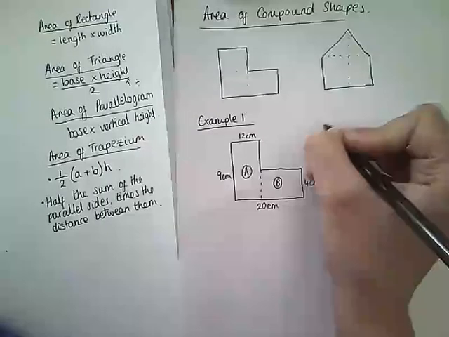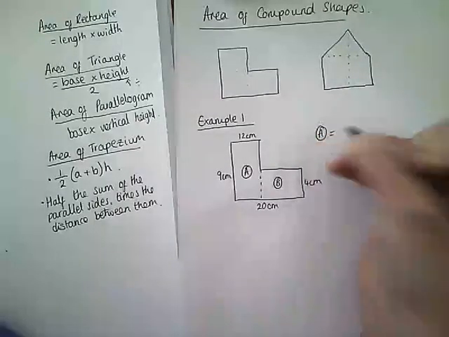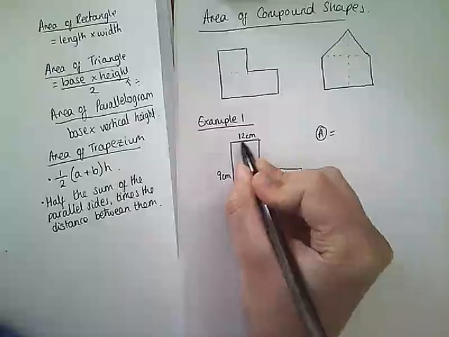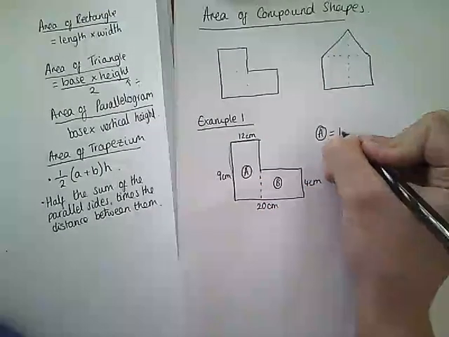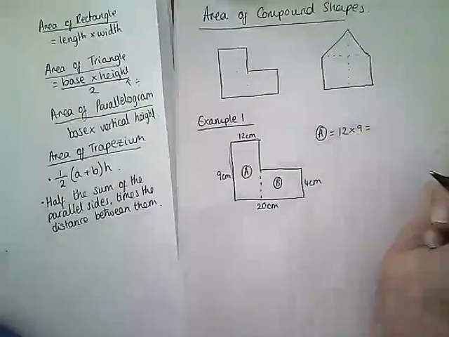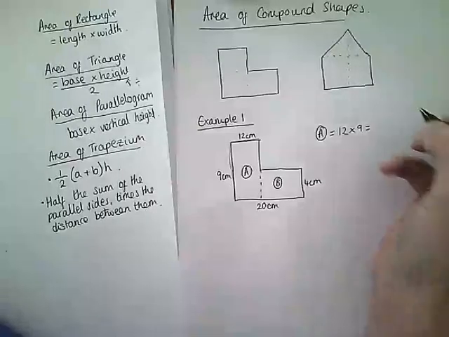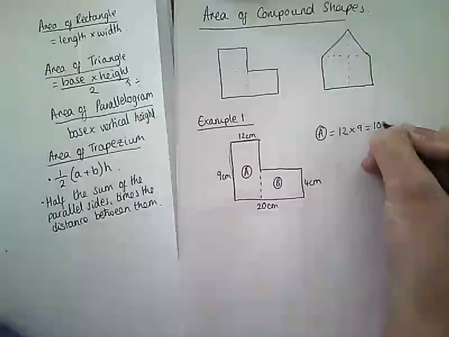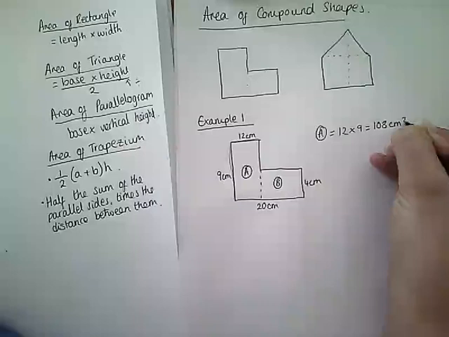To calculate the area of shape A, that is a rectangle that is 12 centimetres by 9 centimetres. You'll notice it is not drawn to scale. So 12 times 9 is 108 centimetres squared.